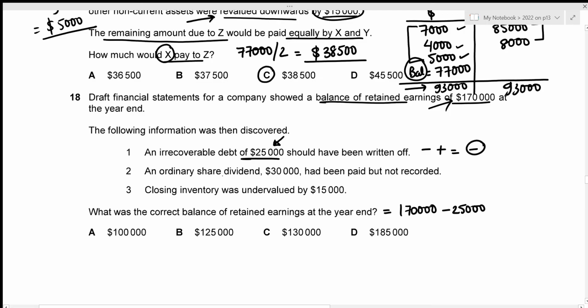Then an ordinary share dividend of 30,000 had been paid but not recorded, and the dividends paid are always subtracted from our retained earnings, so we also need to subtract this amount of 30,000.